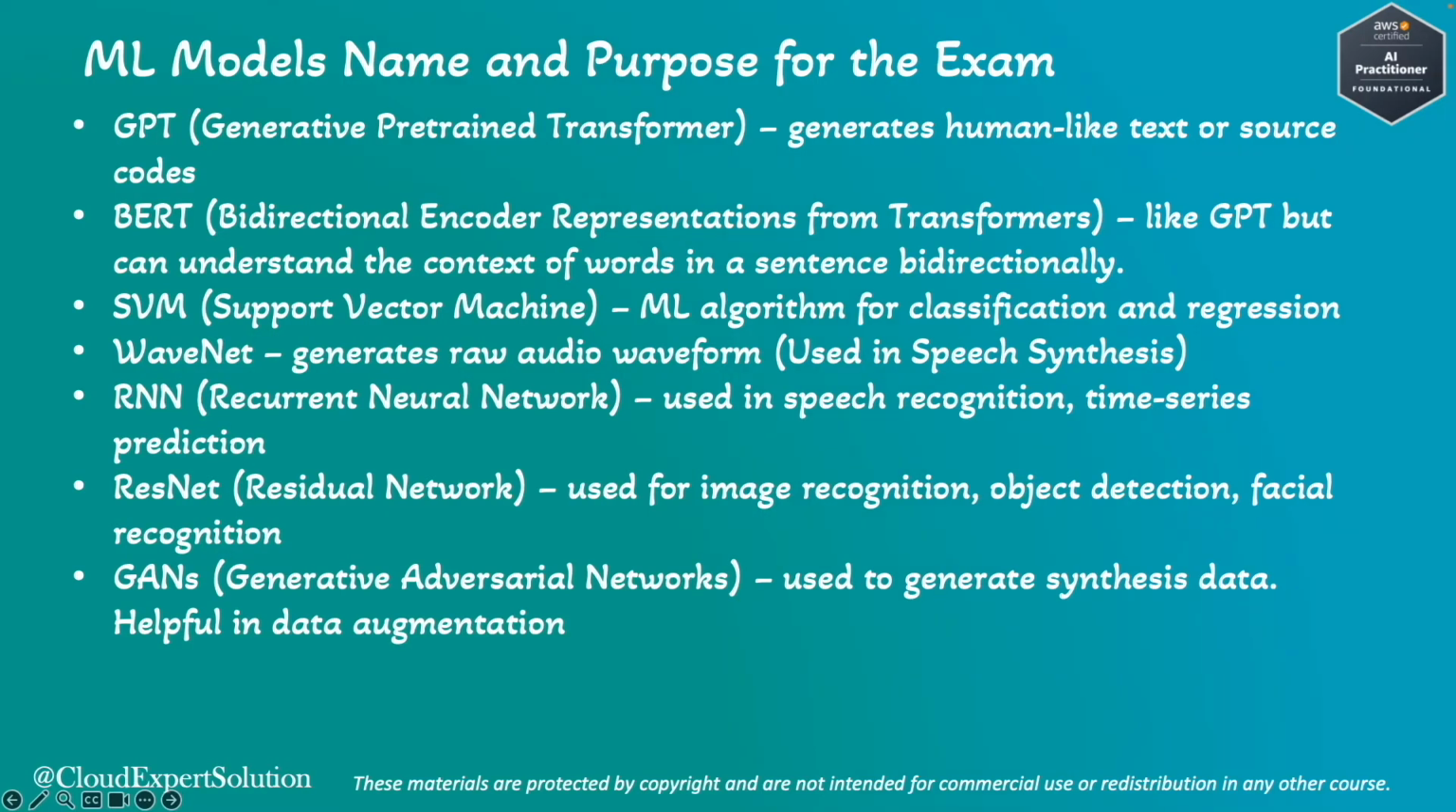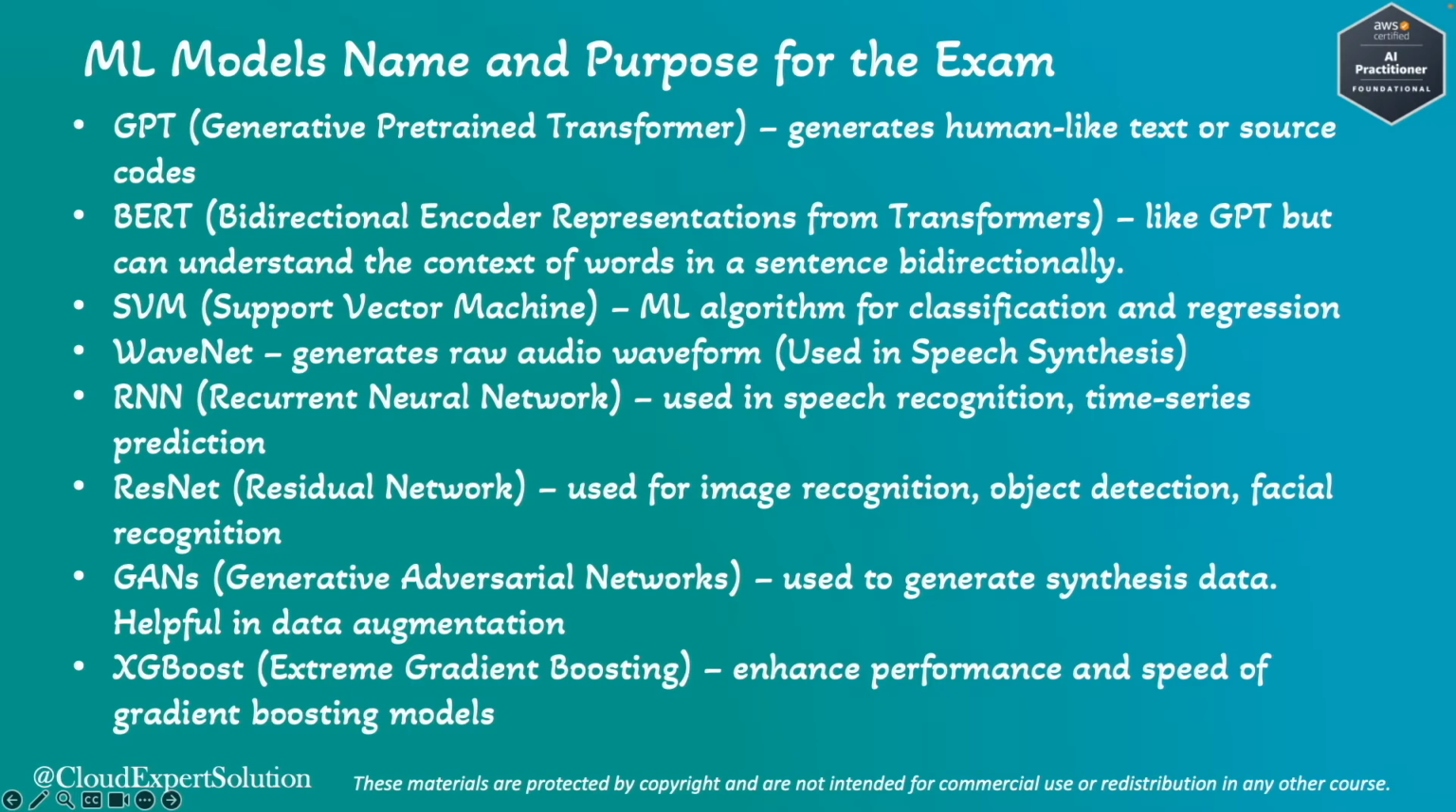And then GAN. GAN we already discussed in the previous slide. GAN can be used to generate synthetic data, and it can be helpful in the data augmentation process for machine learning. And last but not least, XGBoost, or Extreme Gradient Boosting. Gradient boosting is a powerful machine learning technique that is used for regression and classification. The main purpose of XGBoost is to enhance the performance and speed of gradient boosting models. So these were all the models you should know at a high level for the AI practitioner exam.